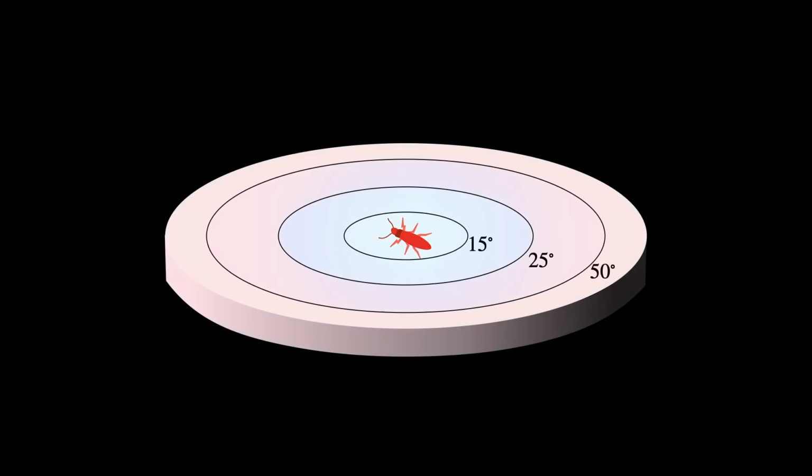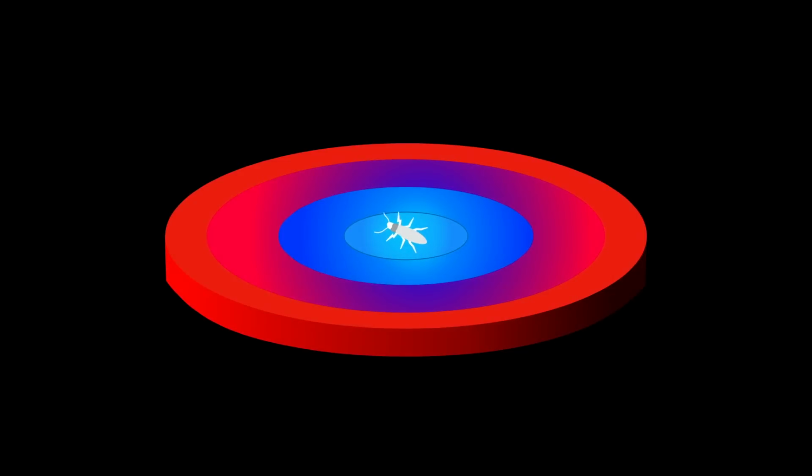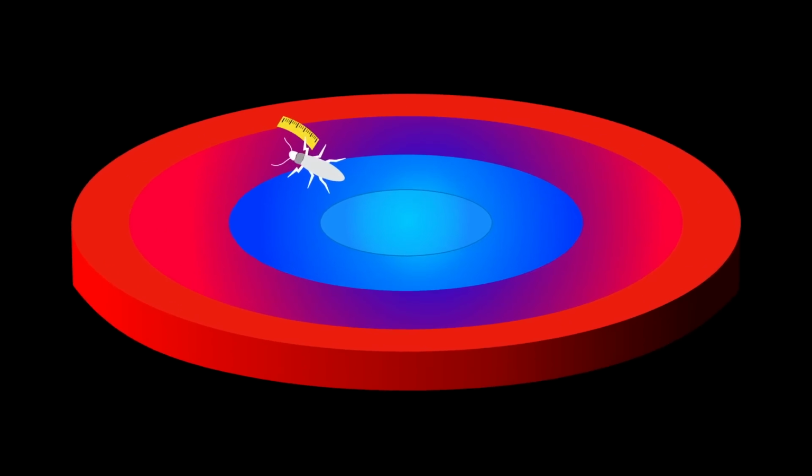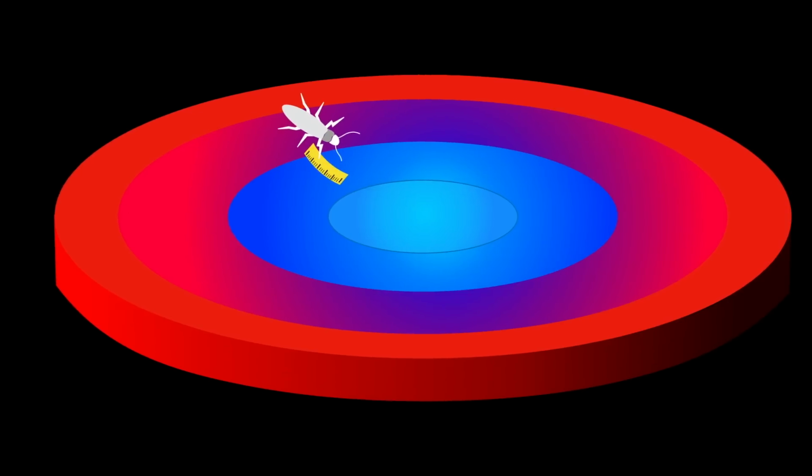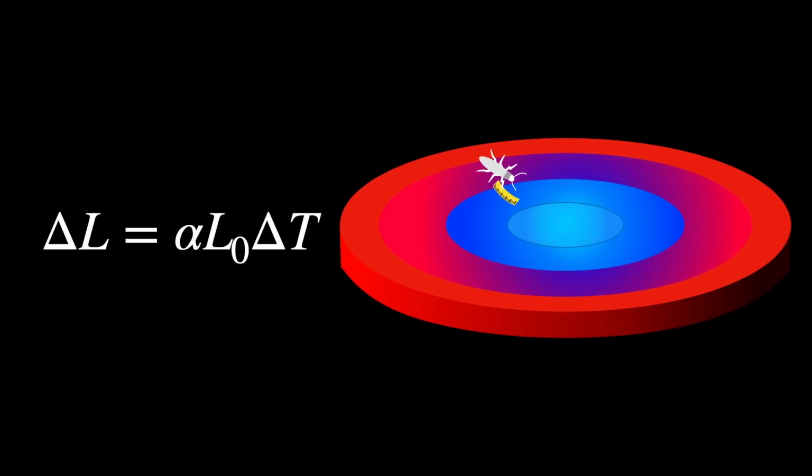Also, the bug and any objects in it, including the rulers he uses now and then to measure distances, are composed of the same material that expands when heated up and contracts when cooled down. Everything is longer in the hot places than it is in the cold places. And everything has the same coefficient of expansion.